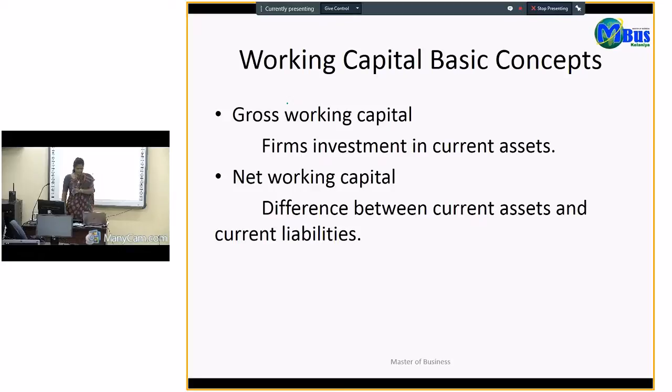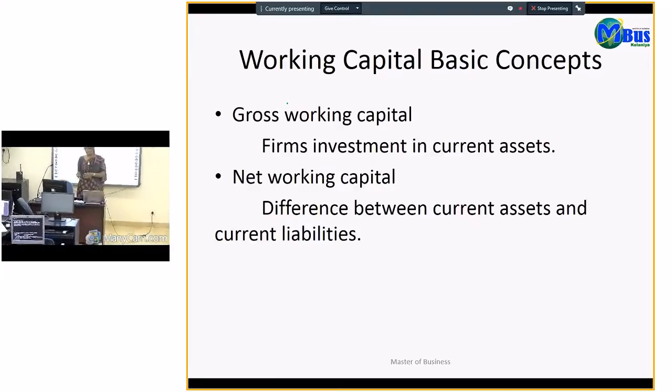In working capital, there are basically two concepts that we have to understand: gross working capital and net working capital. What is gross working capital? You know that this is an undergraduate concept. The difference between gross and net is the current liabilities. We have to adjust the current liabilities from the gross working capital to find the net working capital. Gross working capital is the total current assets. Net working capital is the difference between current assets and current liabilities.